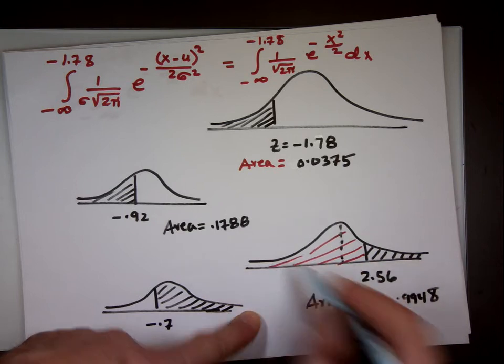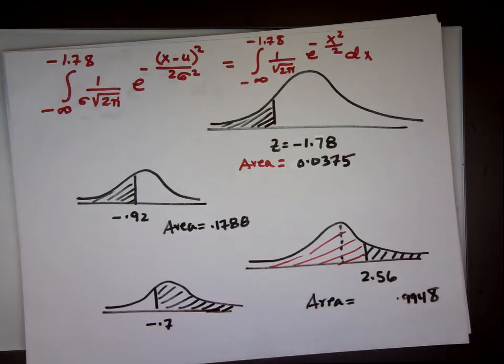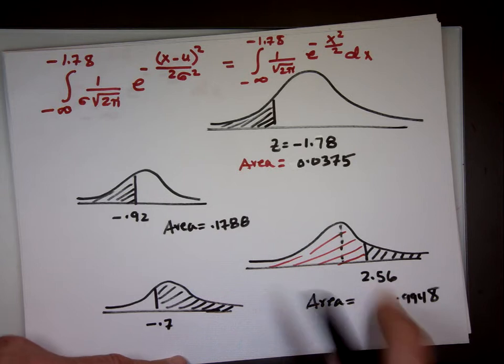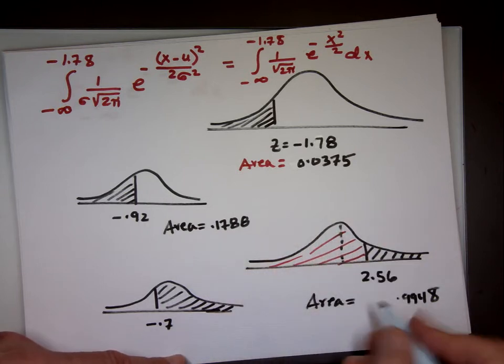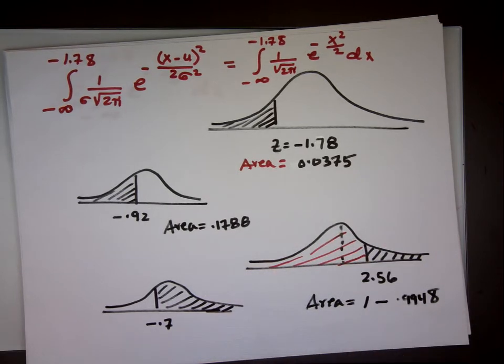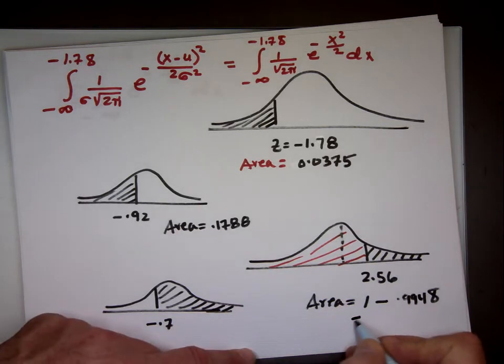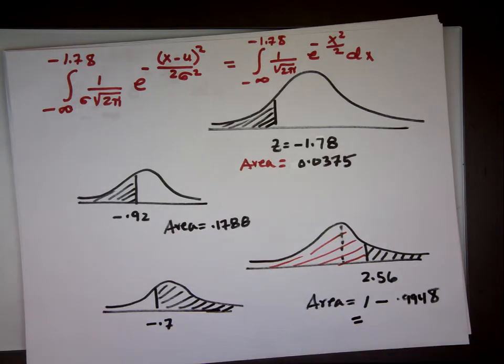I don't want that. I want it to the right of that. So since the whole area is 1, it's 1 minus that number. Which is what? 1 minus 0.9948. 0.0052.